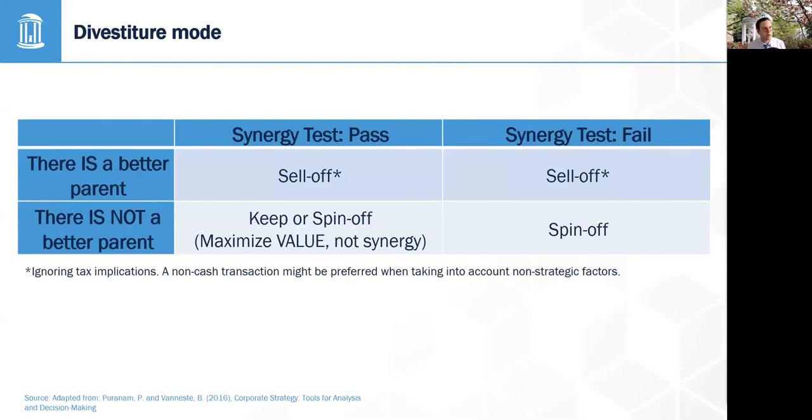With divestiture here, we're thinking about sell-offs versus spin-offs. If there's a better parent, that means they value the divested unit more than you value it, including any of the synergies you hope to create. If there is a better parent, you sell it off. If there's not a better parent and the synergy test fails, if you're not creating value through the combination, you should also spin it off, creating a separate legal entity for that business.